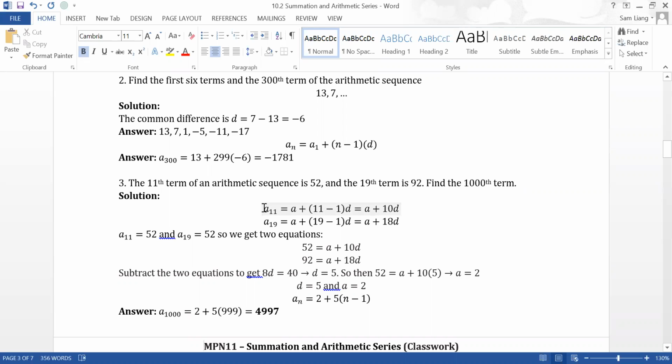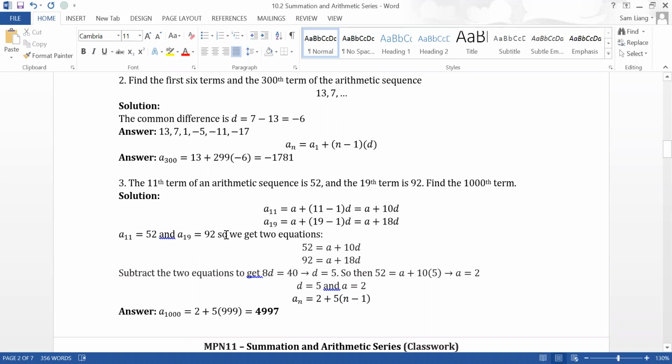Okay, so we're going to use the same formula that we had right here. A sub 11 equals a plus 11 minus 1 times d, and that equals a plus 10d, right? So we don't know what the first term is, and we don't know what the common difference is. So we have two variables to solve for. Luckily we have two equations, because the other equation comes from the 19th term being 92. So a sub 19 is equal to a plus 19 minus 1 times d, so that's a plus 18d. And again, we're given that a sub 11 is 52 and a of 19 is 92. That was a typo.